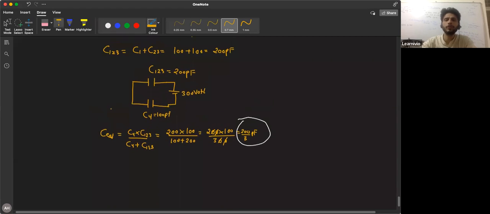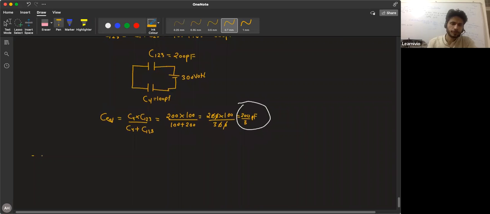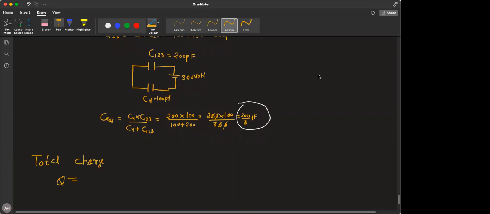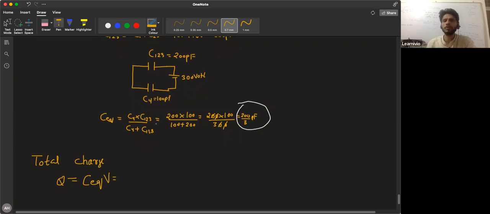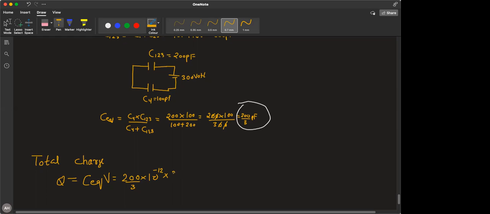After the C equivalent, you need total charge in the circuit. Anshika, how to calculate total charge in the circuit? C equivalent into voltage. How much is C equivalent? That's 200 by 3, right? Pico means 10 raised to the power minus 12. How much is voltage across the circuit? 300 volts.